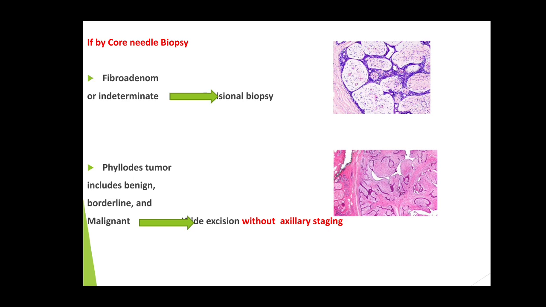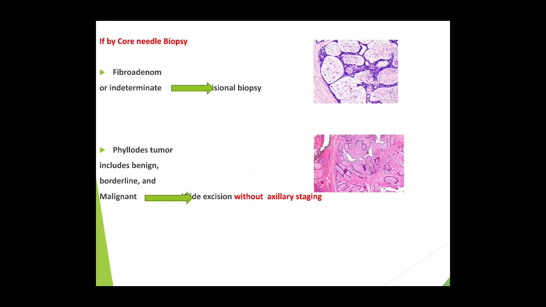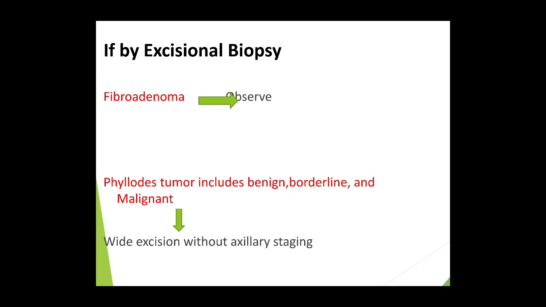The treatment for the patient with phyllodes tumor, whether benign, borderline, or malignant, is surgical excision with free section margin. If the excisional biopsy shows fibroadenoma, just observation. While if there is malignant phyllodes tumor, or benign or borderline, there will be wide excision without axillary staging.